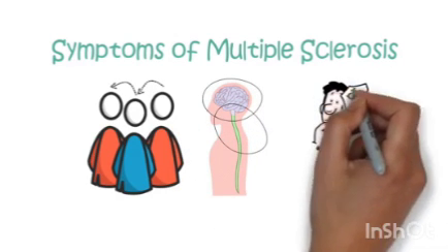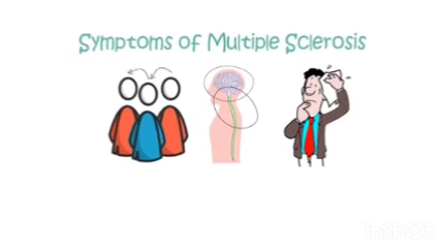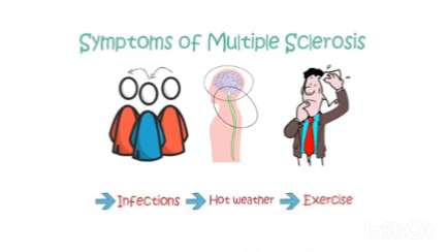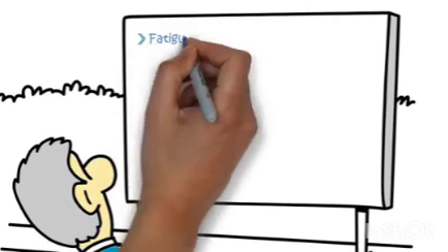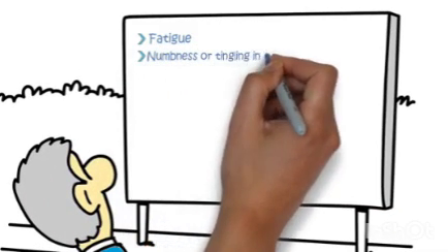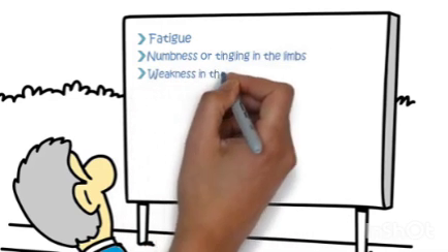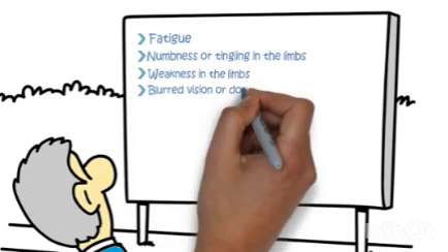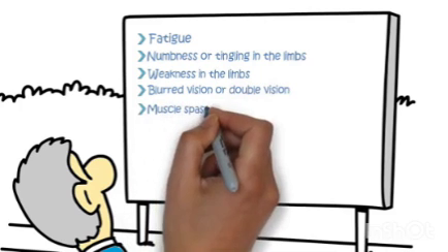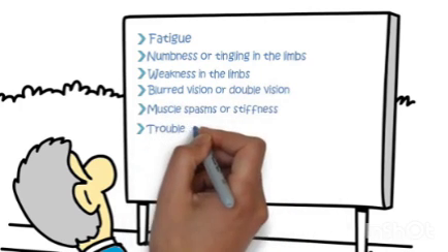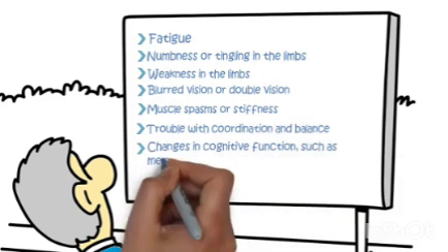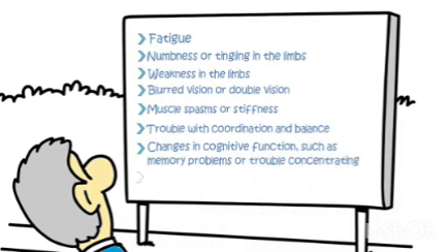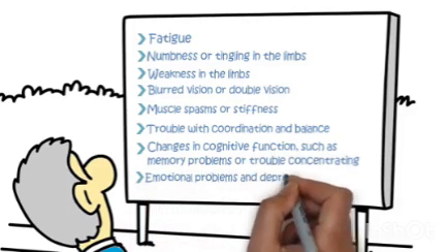The symptoms, or relapses, can occur for no obvious reason. However, there are some potential triggers such as infections, hot weather, and exercise. There are several common symptoms of MS, including fatigue, numbness or tingling in the limbs, weakness in the limbs, blurred vision or double vision, muscle spasms or stiffness, trouble with coordination and balance, changes in cognitive function, such as memory problems or trouble concentrating, emotional problems and depression.